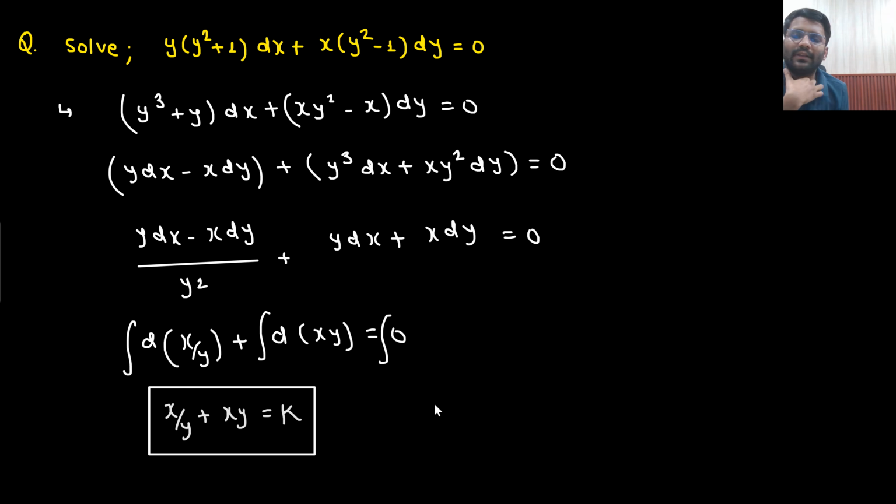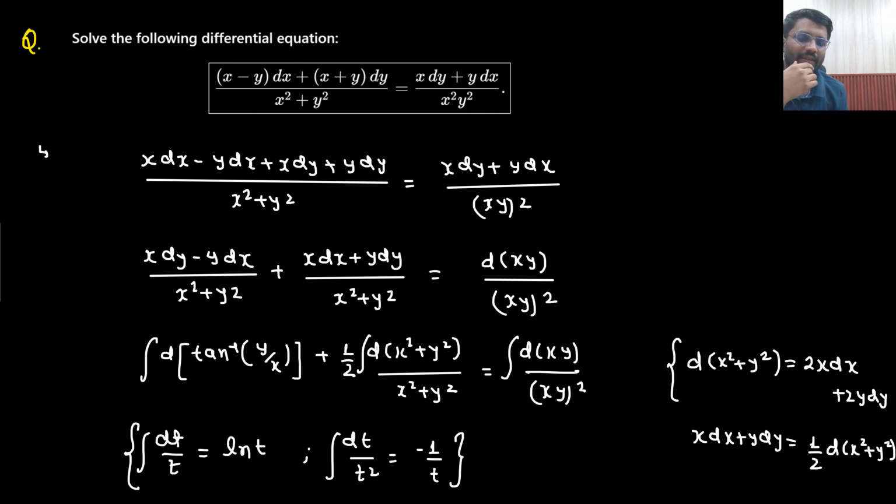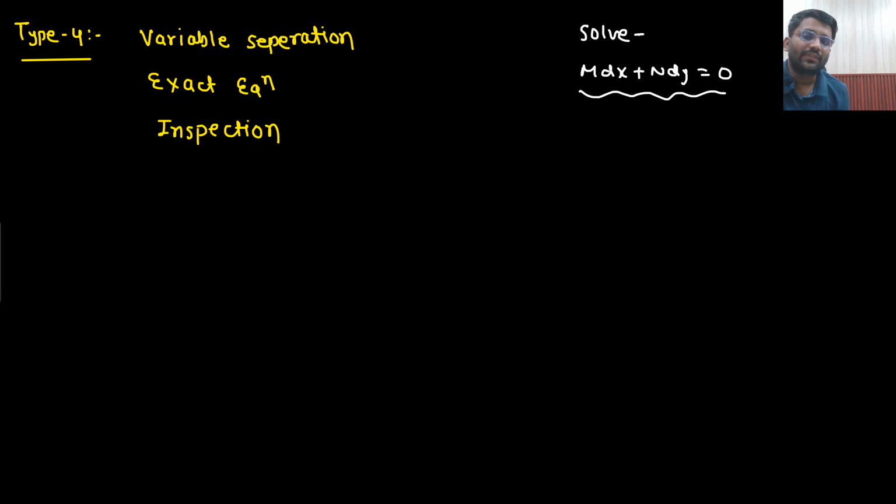Understandable? So this is how you will be able to see that yes, I can apply the inspection method. Okay, now, sir, if none of the three are working, then what will I do? I checked first: variable separation, no chance. Inspection, no chance. When I calculated whether the equation is exact or not, it came out to be non-exact. So variable separation I cannot do, exact equation I cannot do, and the inspection method is also not working. Now what do I do?